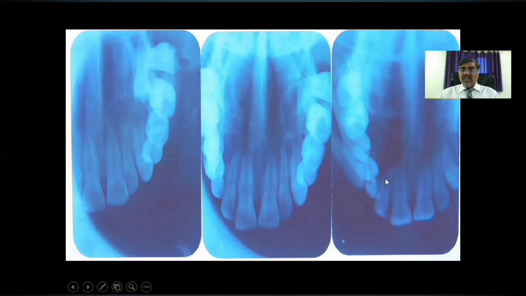But by the time the patient reported after 6 months, the lesion which was small and unilocular now shows the typical multilocular appearance of odontogenic keratocyst, associated with the impacted canine, retained deciduous and impacted canine. So if the lesion is less than 1 centimeter, it won't show the typical multilocularity of OKC. But when it becomes more than 1 centimeter, it shows the typical radiographic feature of OKC.